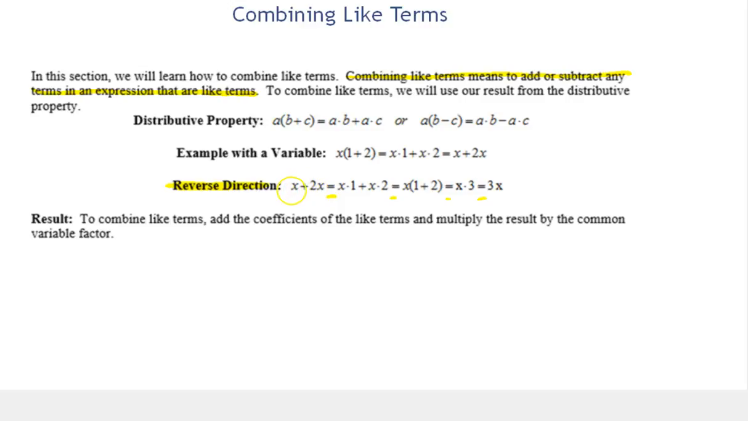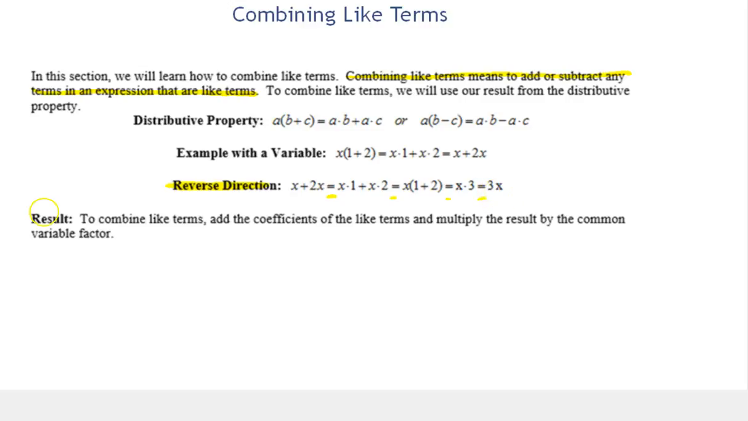So x, its coefficient is 1, so we could think of it as x times 1. 2x is 2 times x, or we could write it as x plus 2 because of the commutative property. Then we can write this as x times the product of the sum of 1 plus 2, and this is a direct result of the distributive property in reverse. Adding 1 plus 2 gives us 3. We now have x times 3, and we write our final result as 3 times x, which we write the 3 and x next to each other to imply multiplication.